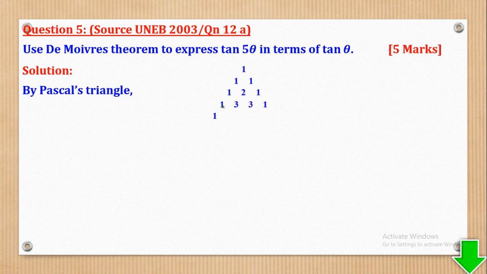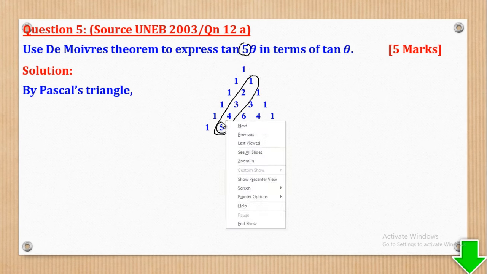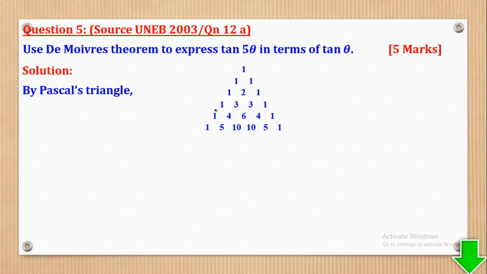Then again put 1 here, then this plus this is 4, this plus this is 6, this plus this is 4, then put 1 to form a triangle. Then next put 1 here, then this plus this is 5, this plus this is 10, this plus this is 10, this plus this is 5, then add 1 to form a triangle. Now how do you know where to stop? This one is what gives you the power. Because we want the expansion of power 5, we shall stop here. If they wanted power 4, you should have stopped here. So that's where we stop with the Pascal's triangle.